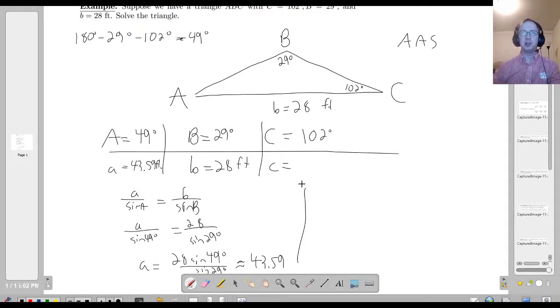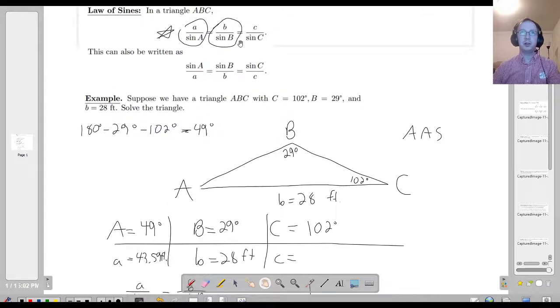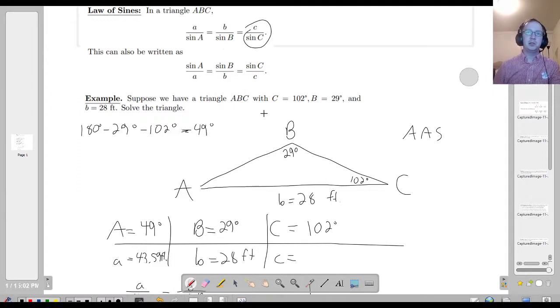So instead, we're going to use law of sines again. This time I want to find little c. So I'm going to use this third part of the equation, c over sine c. And I want to pick something else where I know everything. Actually I have choices here. I could either do a over sine a, or b over sine b. Just for some variety, let's do b over sine b this time.